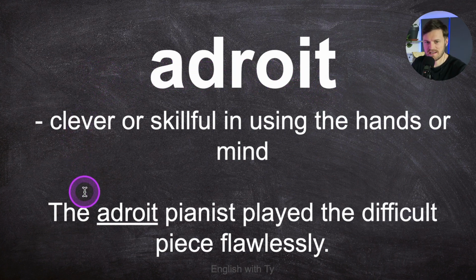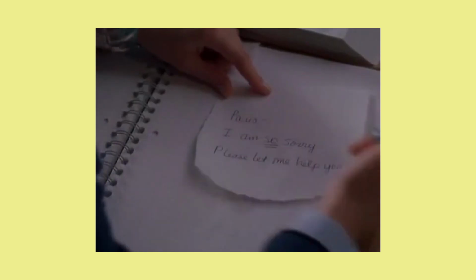Basically, adroit, again, A-D-R-O-I-T. Here's an example phrase. The adroit pianist played the difficult piece flawlessly. So the pianist was very clever, or skillful at playing piano, and he played a difficult piece and he played it flawlessly. So he played it without mistakes. He played it perfectly. Here is another example with the adjective adroit for you. The Romanists have, with great adroitness.